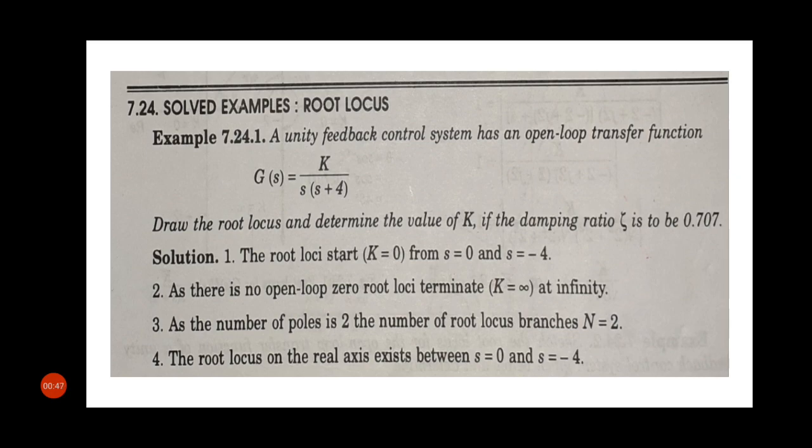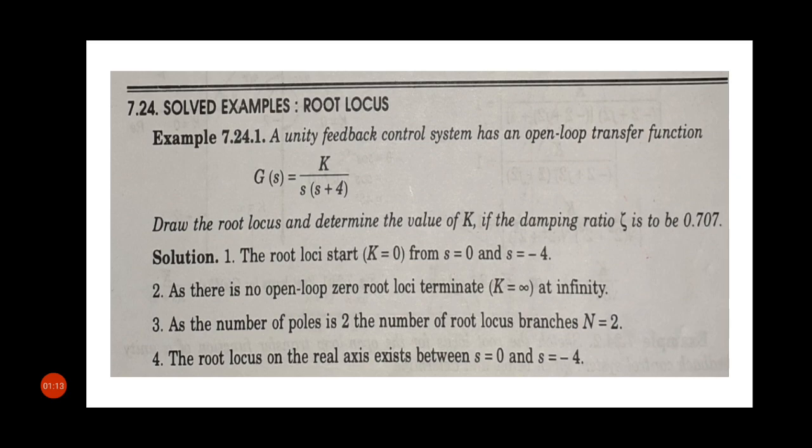The root locus always starts from the open loop poles. So here in our system there are two poles, 0 and -4. From these two poles the root locus starts. Second point is, as there is no open loop zero in our system, therefore these two root locus branches terminate at infinity when K equals infinity.